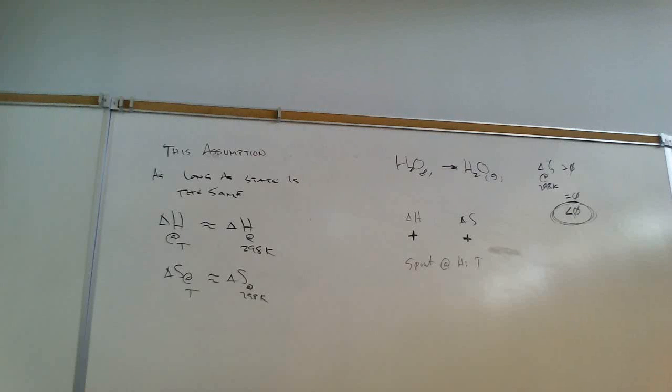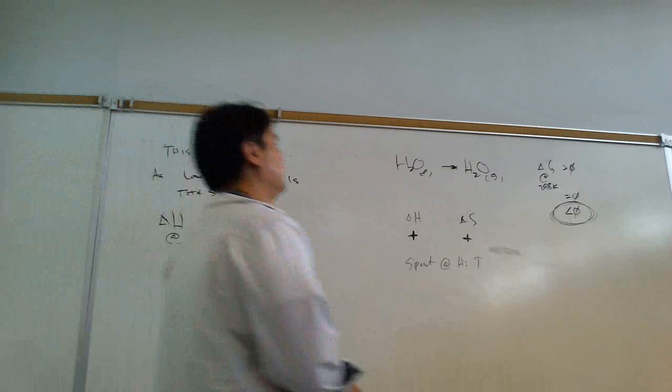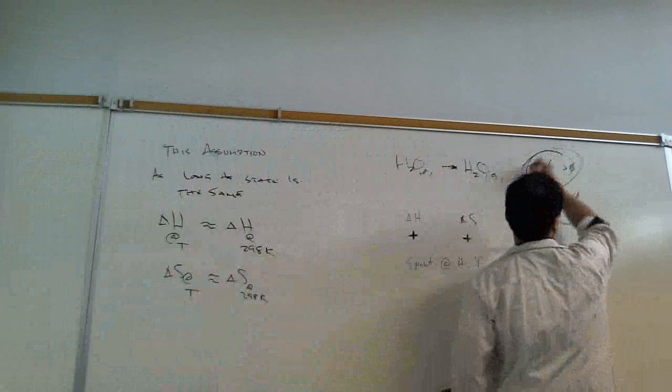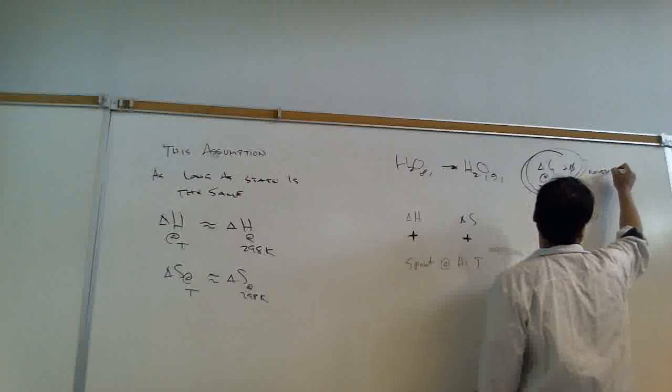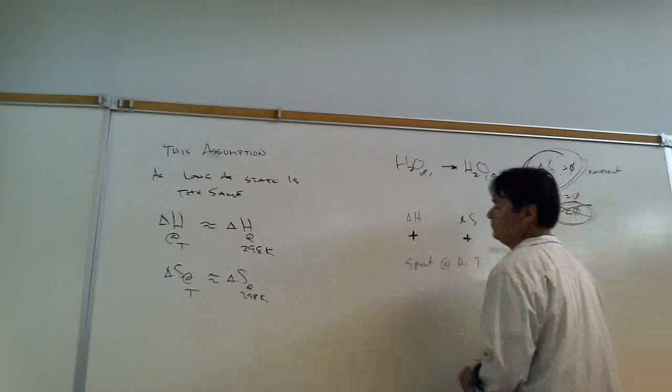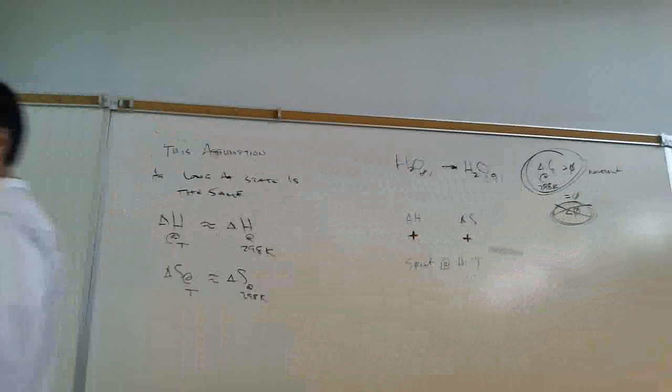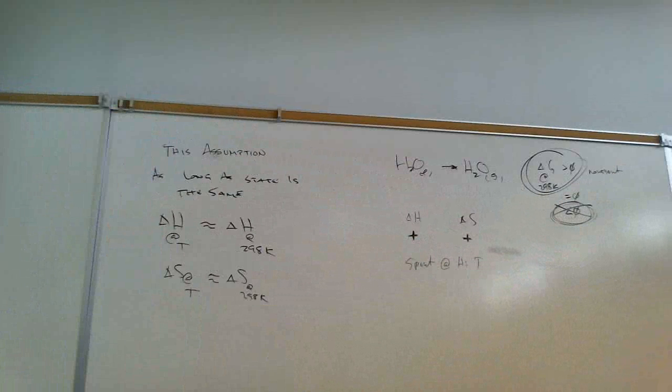Mm-hmm. So if delta G is less than 0, it's non-spontaneous? Yes. Oh, because you said no. Opposite, sorry. Delta G is greater than 0. I said the opposite. This is non-spontaneous. Yeah, delta G has to be greater than 0 for non-spontaneous processes.